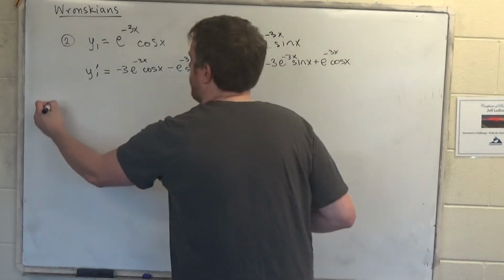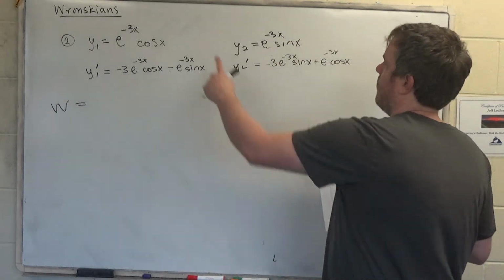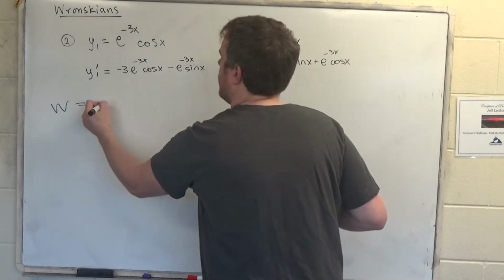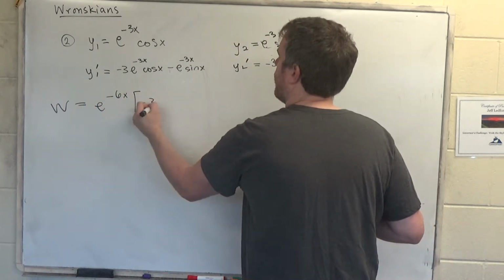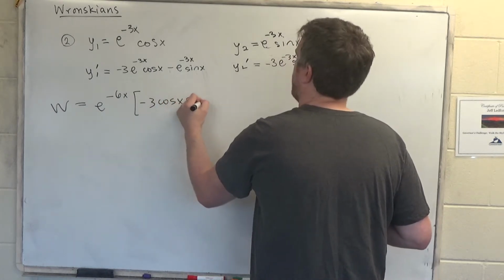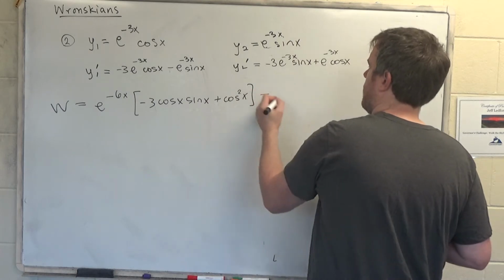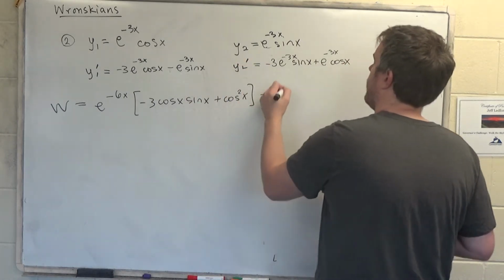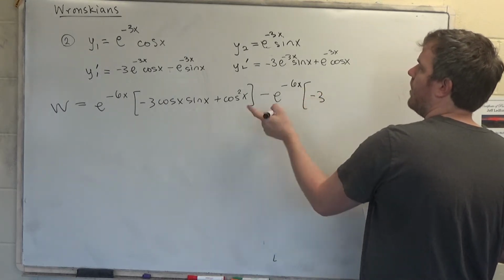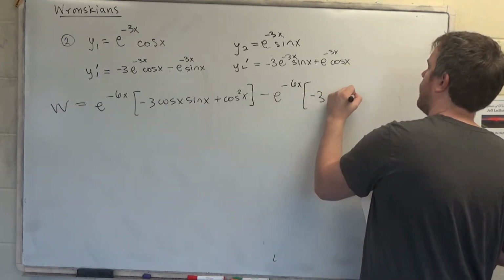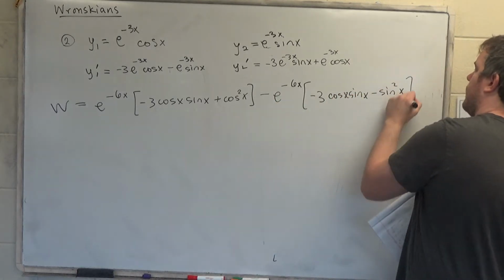So when I calculate the Wronskian, which we typically just write as W, when I multiply here, I'll get e to the negative 6x times, let's see, negative 3 cosine x sine x plus cosine squared x, minus, again I'm going to get e to the negative 6x, and then, let's see, negative 3 cosine x sine x minus sine squared x.